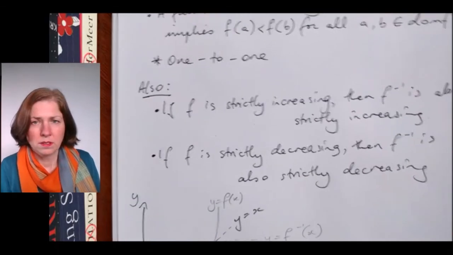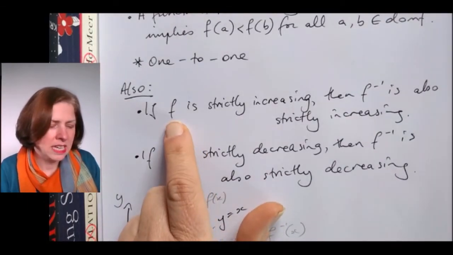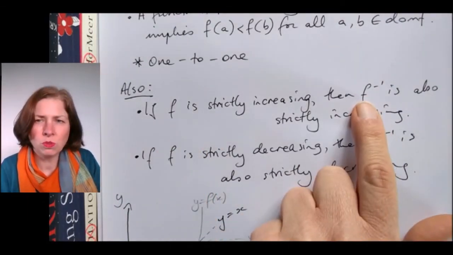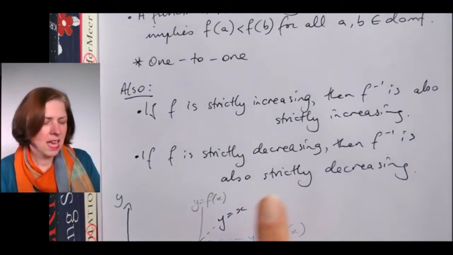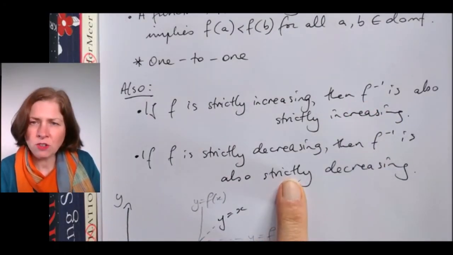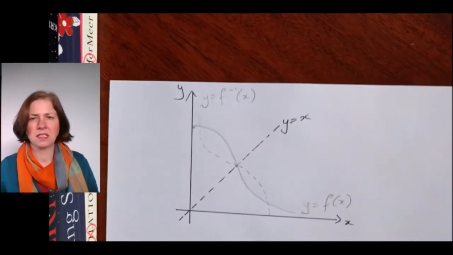So if f is strictly increasing, then its inverse is also strictly increasing. And the opposite is true. If f is strictly decreasing, then its inverse is also strictly decreasing. And we can see that here.